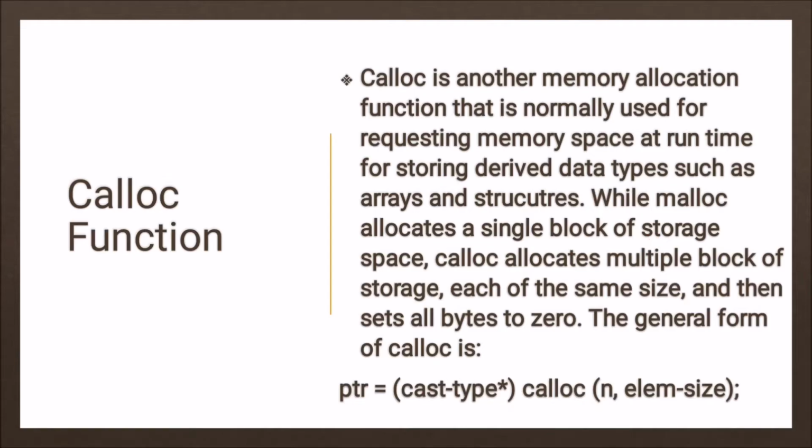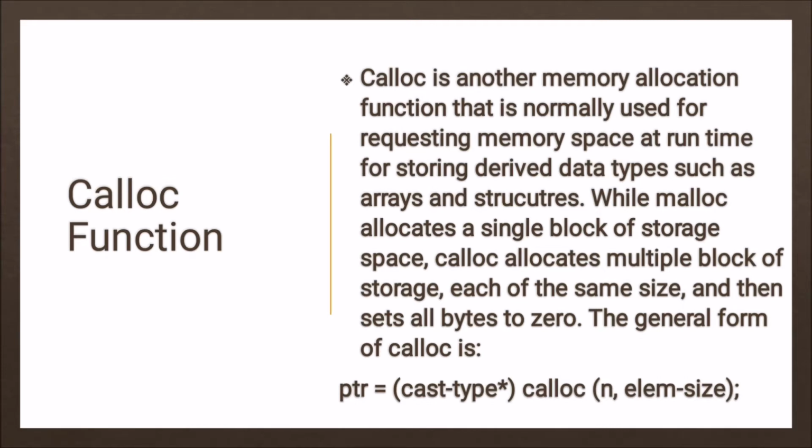So calloc is another memory allocation function that is normally used for requesting memory space at runtime for storing derived data types such as array and structure. While malloc allocates a single block of storage space, calloc allocates multiple blocks of storage, each of the same size, and then sets all bytes to 0.